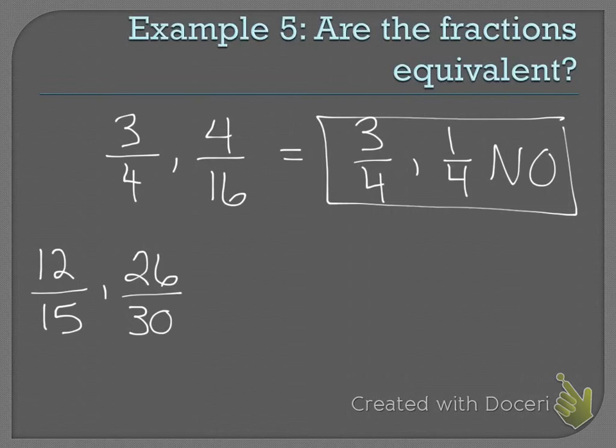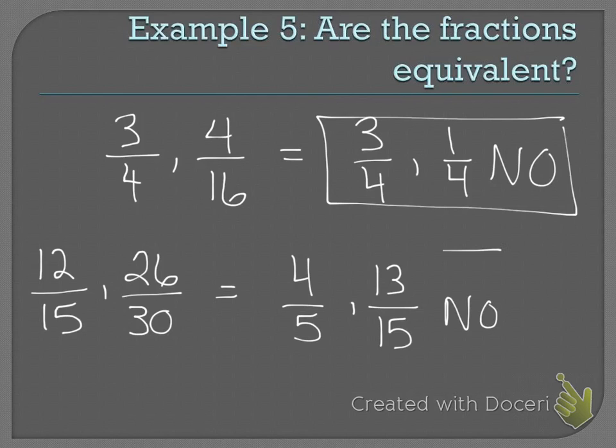All right, so 12/15 reduces to what? 4/5, very good. And then 26 over 30 reduces to 13/15. So are they equal? No. Now, if they end up being the same exact fraction, then you would say yes. All right, so you just have a couple of those on your homework tonight. You might see that on a quiz or a test. But if you understand that, that's everything you need to know for 4.3.